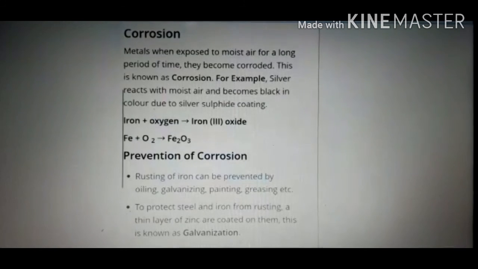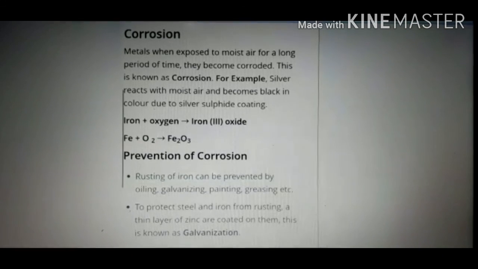The next topic we are going to see is corrosion. What do you mean by corrosion? Previously we have discussed corrosion. Metals normally, when exposed to moist air over a long period of time, become corroded. This is known as corrosion. For example, iron when exposed to air forms iron oxide. Similarly, silver reacts with moist air and becomes black in color due to a silver sulfide coating. We have discussed this in previous classes.